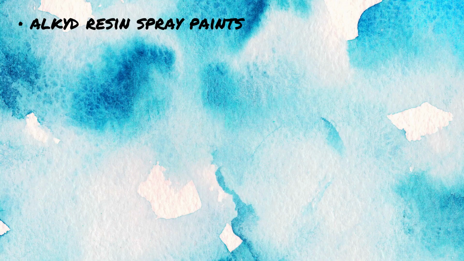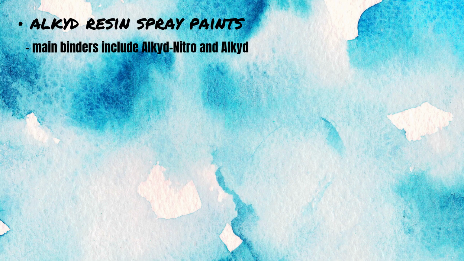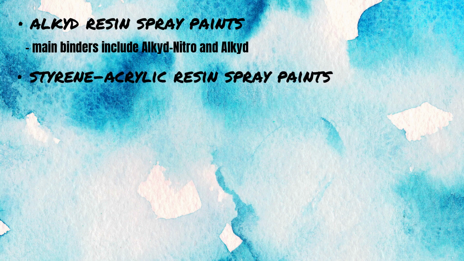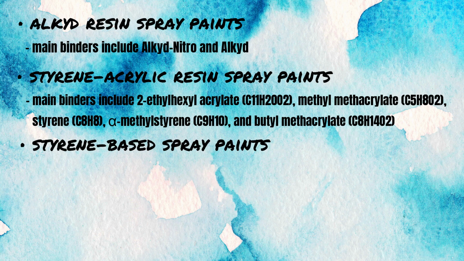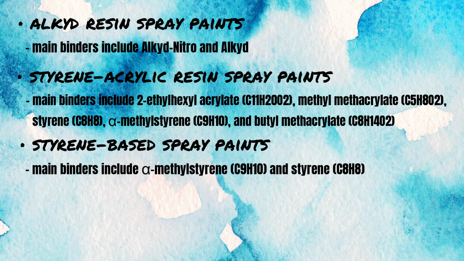If we look at alkyd resin spray paints, the main binders include alkyd nitro and alkyd. For styrene acrylic resin spray paints, the main binders include 2-ethyl hexyl acrylates, methyl methacrylate, styrene, alpha methylstyrene, and butyl methacrylate. And finally, for styrene-based spray paints, alpha methylstyrene and styrene were found to be the main binders.